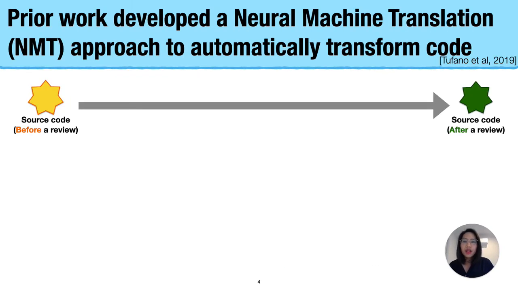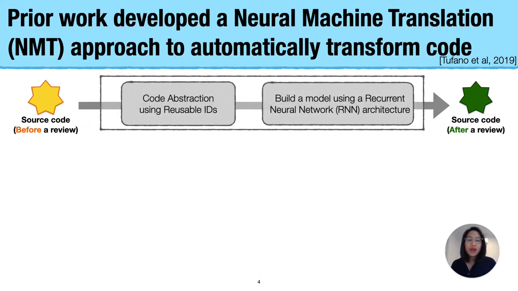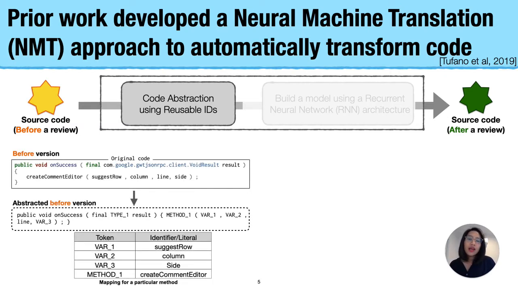With this goal, prior work has leveraged a neural machine translation approach to automatically transform code from the version before a review to the version that is approved, or the after version. In particular, they leverage code abstraction and a recurrent neural network, or RNN, architecture to achieve this task. Broadly speaking, they first abstract source code into reusable IDs, and they keep a map between the IDs and the identifiers and literals of the code. This approach seems to work well, especially for reducing the vocabulary size.